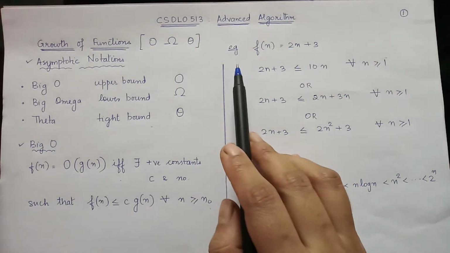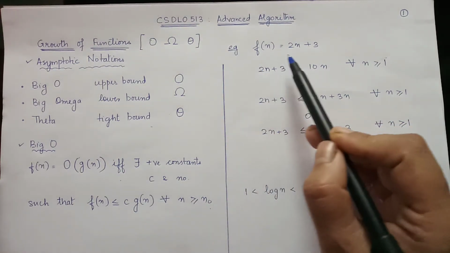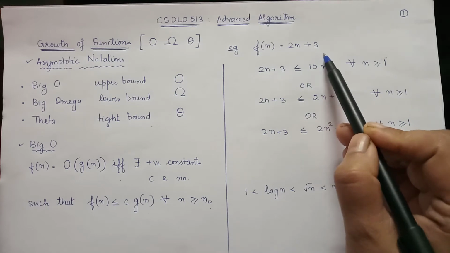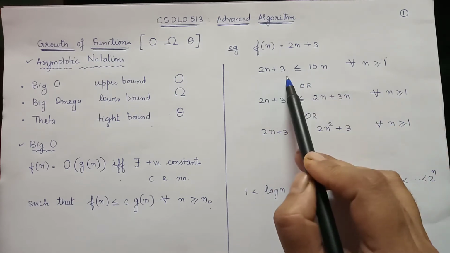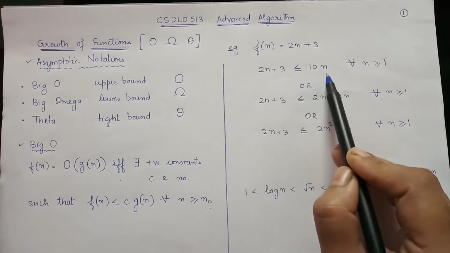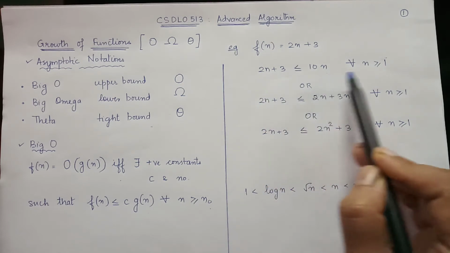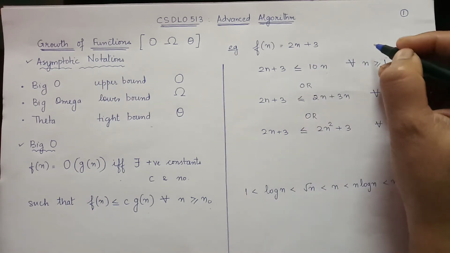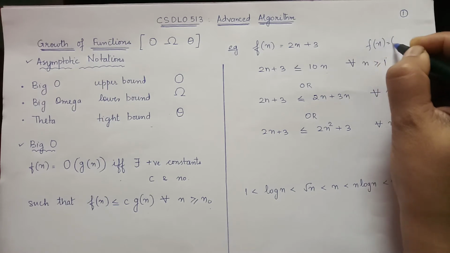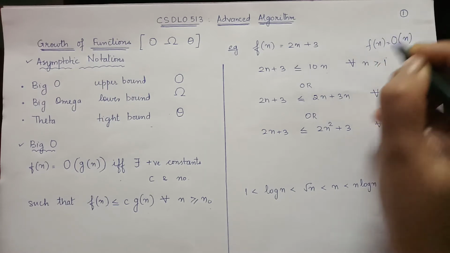Now consider an example. Given f of n is equal to 2n plus 3. Here we can consider the upper bound of this function f of n as 10 times n for all n greater than or equal to 1. So here we can write f of n is equal to big O of n.